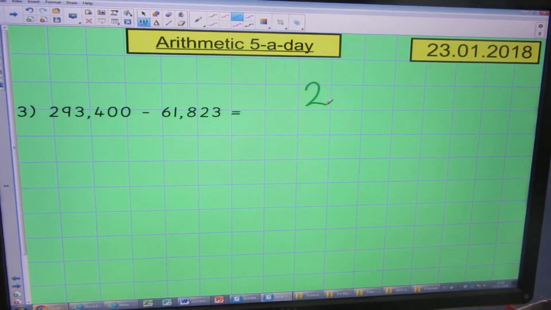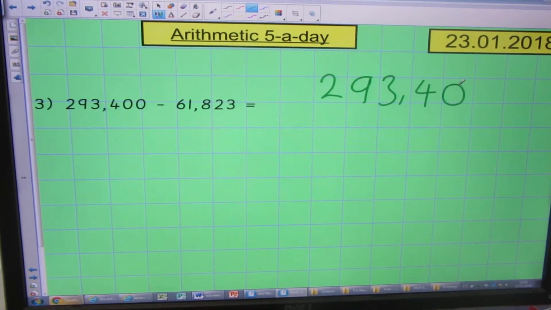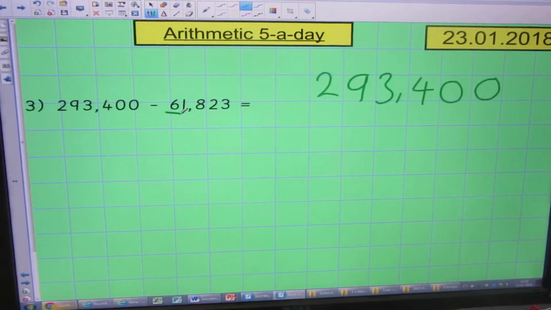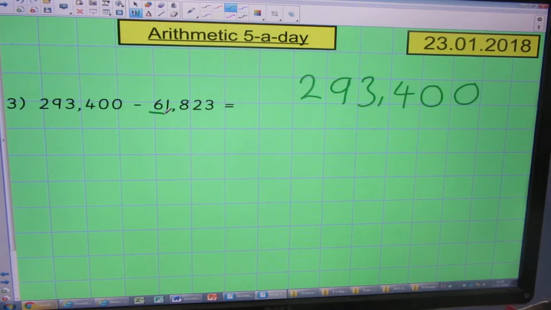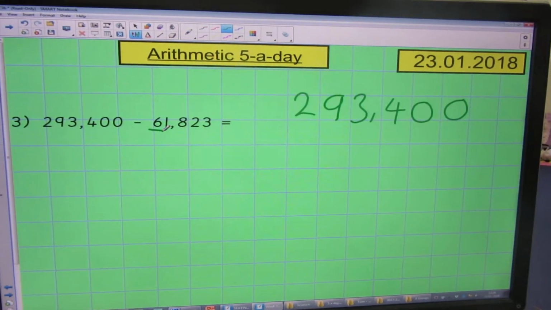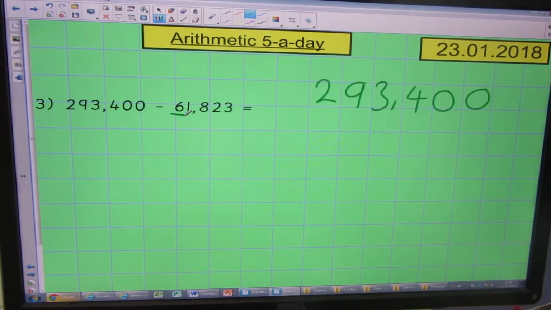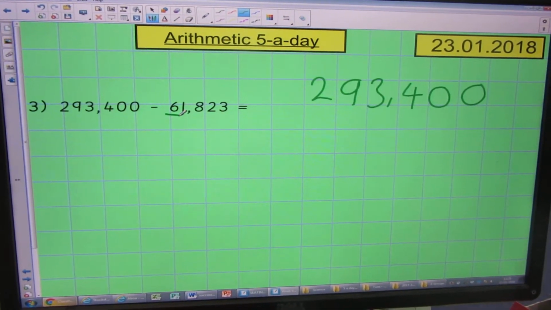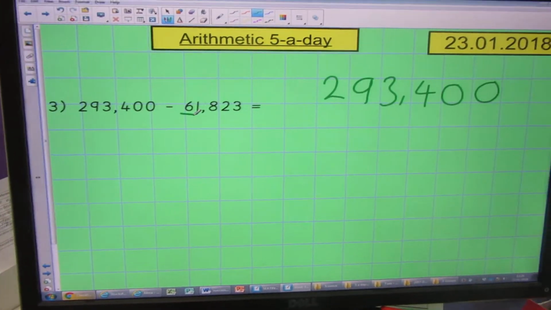So we've got 293,400. My 6, what does that 6 actually mean? Ben? 60,000. Lovely. It means 60,000. So I need to make sure that goes in my tens of thousands column. Which digit in the first number is currently in my tens of thousands column? Toby? 9. The 9. Fantastic. So my 6 goes under the 9.